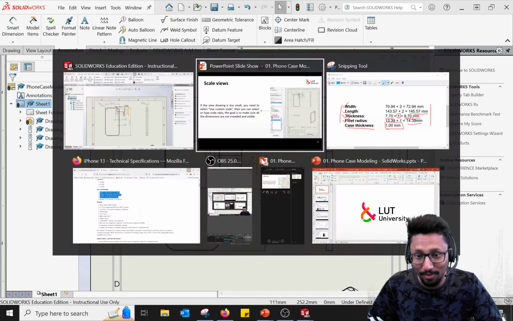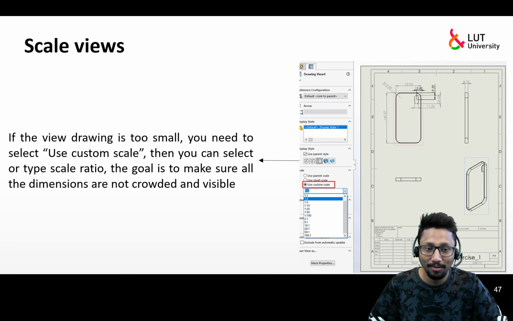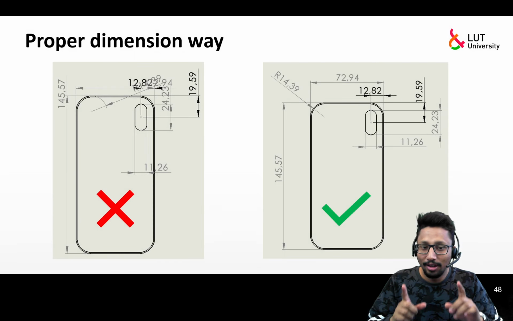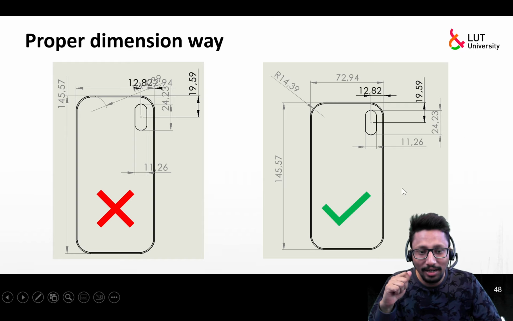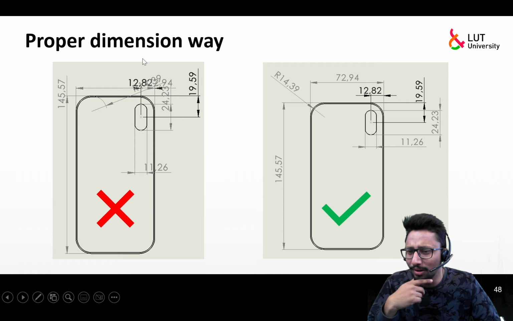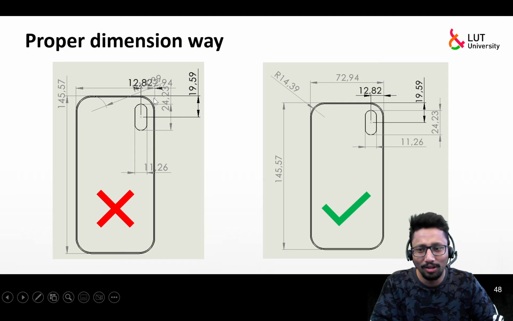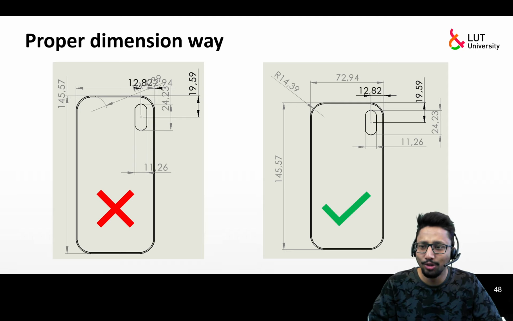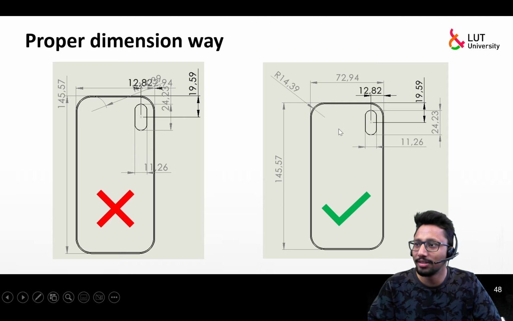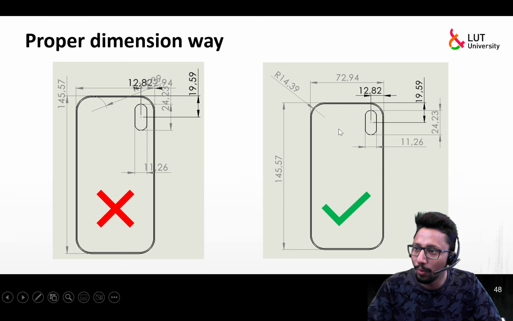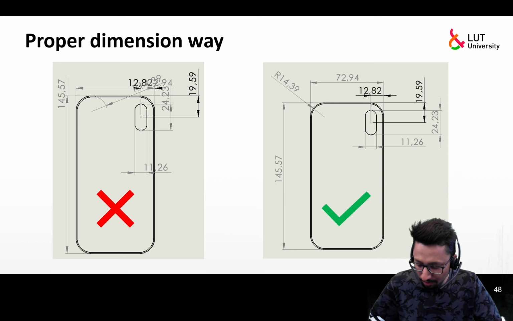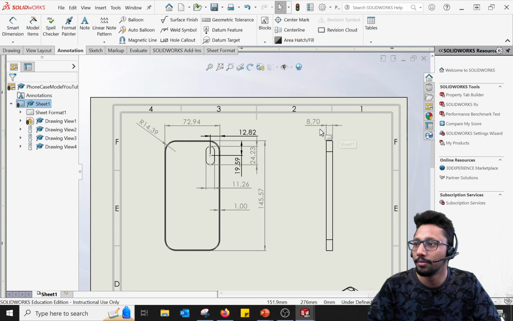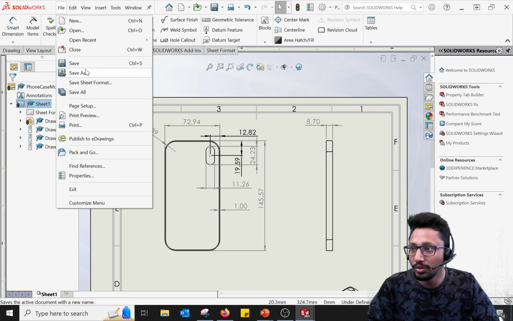I'll show you a bad representation if you see this particular slide. You see, even this one has clear dimensions. Everything is readable and everything is fine. But are you able to interpret any information from here? Probably not. So make sure that you place your dimensions in the right way and not in the wrong way. Okay, perfect. Now let's go back to the model. Now we want to save it. So go to File, go to Save As.